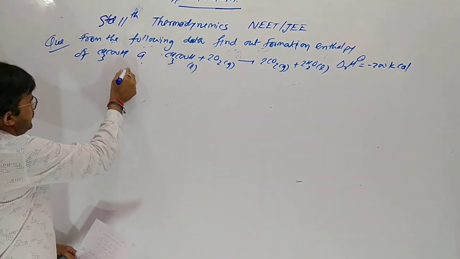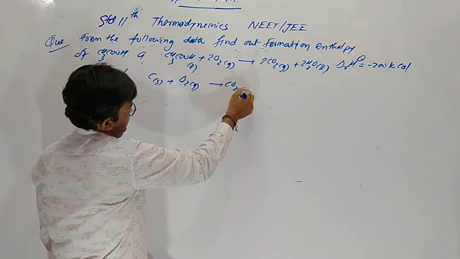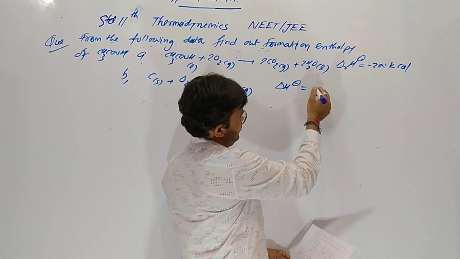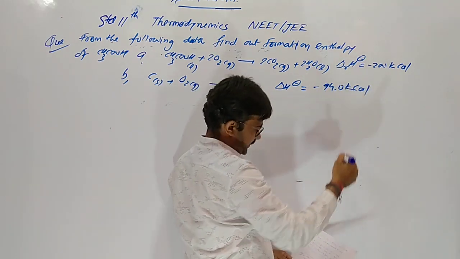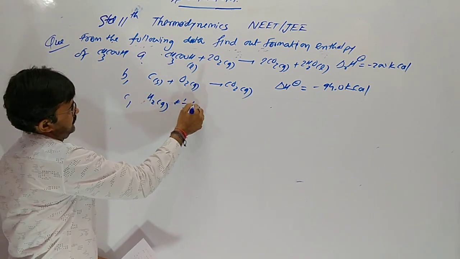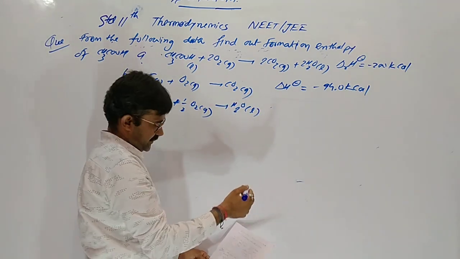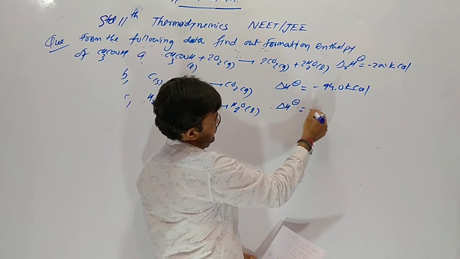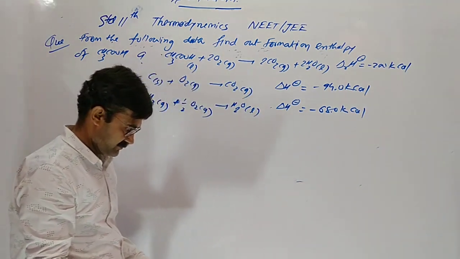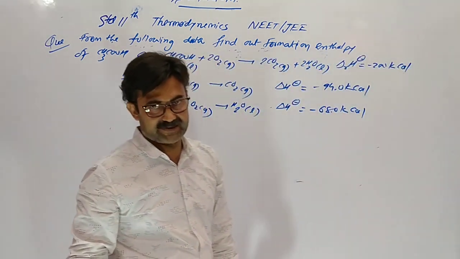kilocalorie. Now B, carbon plus O2 gas gives CO2. So formation enthalpy is minus 94 kilocalorie. And C, H2 gas plus 1/2 of O2 gas gives H2O liquid. So delta H is minus 68 kilocalorie. Here we have to derive value of acetic acid.